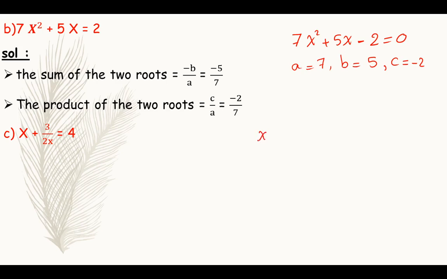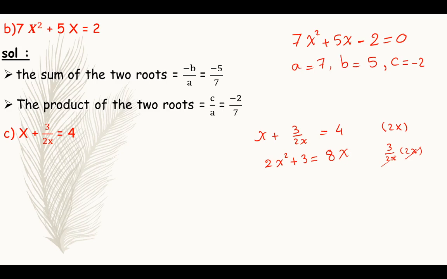Here x plus 3 over 2x equals 4. Multiply by 2x. Let's multiply all the terms by 2x. x multiplied by 2x will be 2x squared. 3 over 2x multiplied by 2x, 2x will cancel 2x. So the remainder will be 3. So plus 3. 4 multiplied by 2x, it will be 8x.